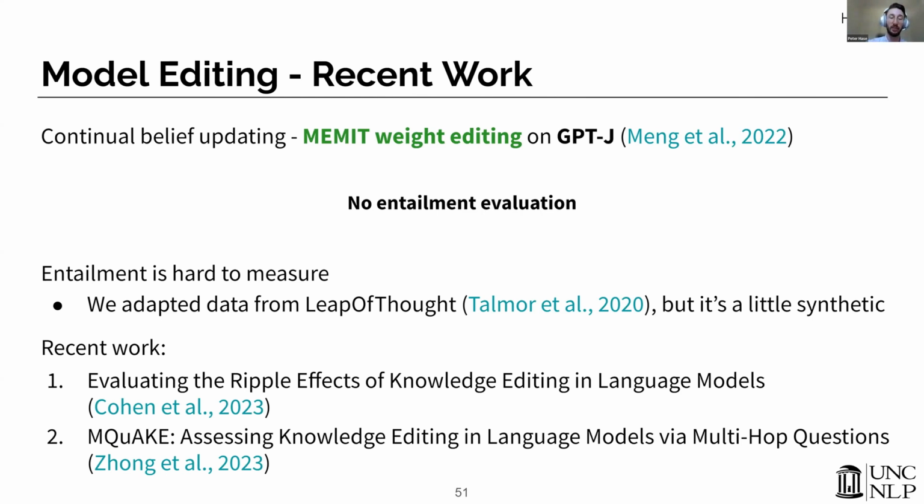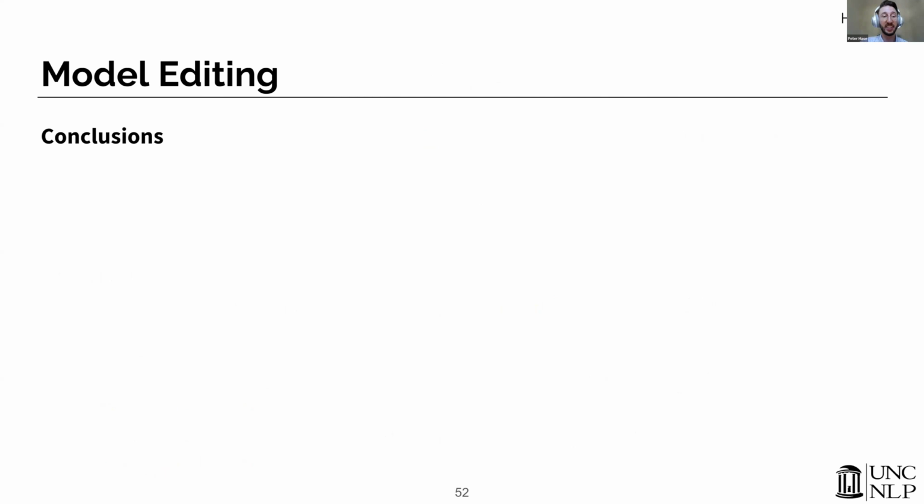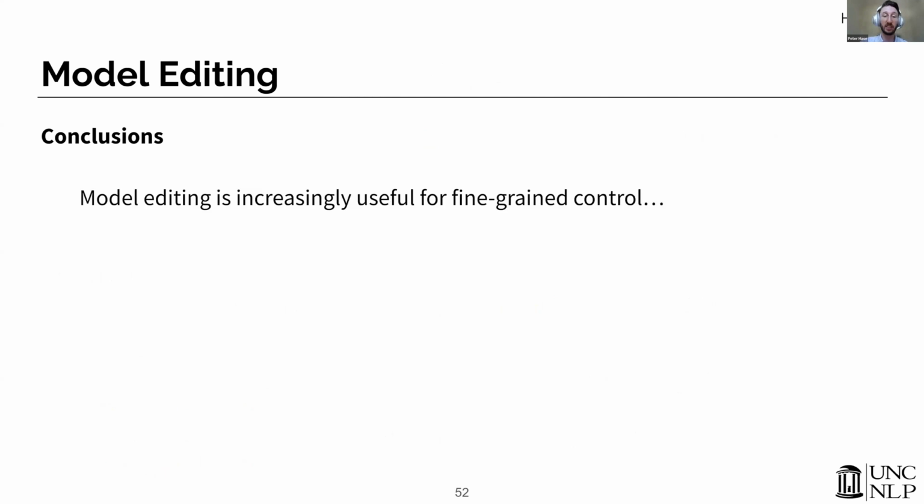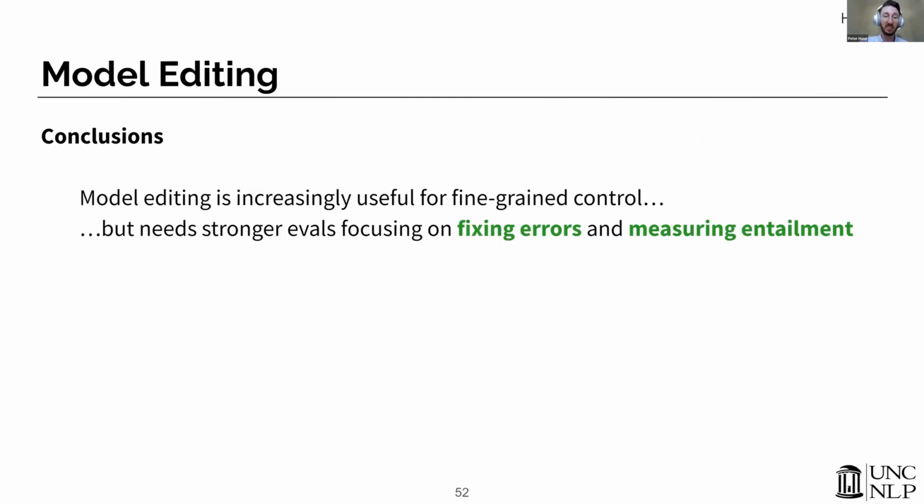But when people have done recent new evaluations focused on especially hard cases like entailment, often the model editing methods still totally fail. So you can update a fact in the model, like person A is a sibling to person B, but the model won't even realize that person B is also a sibling to person A as a result. So there's still a lot of important work to do here. Conclusions on this section: it does seem like model editing is increasingly useful for fine-grained control. Basically, as I've said before, we still need stronger evals focusing specifically on fixing errors and measuring entailment.